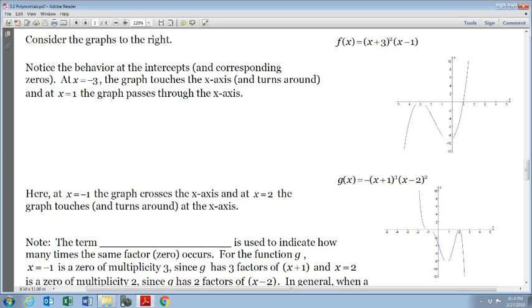Let's move on to the next slide. So it says, consider the graphs to the right.